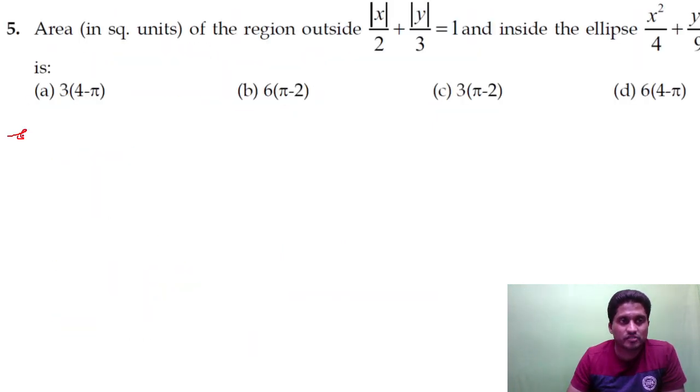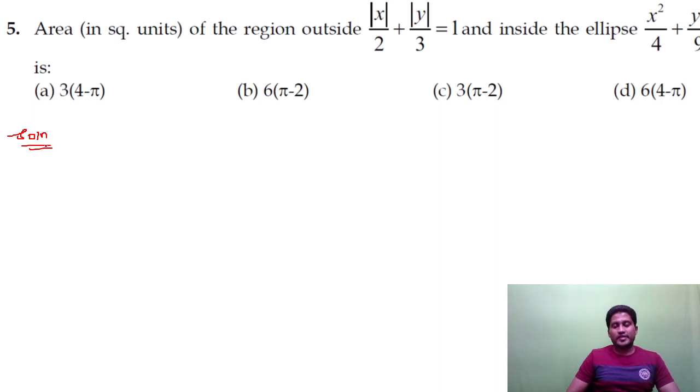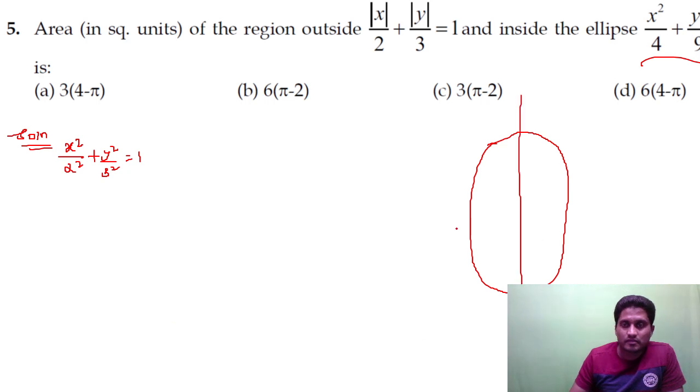Now let's move to question number 5. It's a question on applications of integrals. Area in square units bounded by the region, area of the region outside |x|/2 + |y|/3 = 1 and inside the ellipse. If I plot the graph for this, x square by 2 square plus y square by 3 square equal to 1. It's a vertical ellipse, sorry. It's a vertical ellipse.